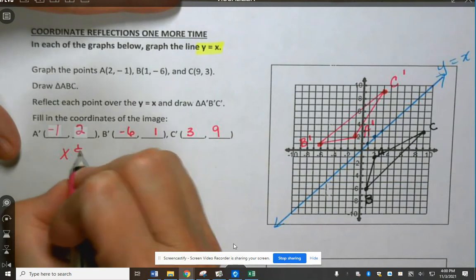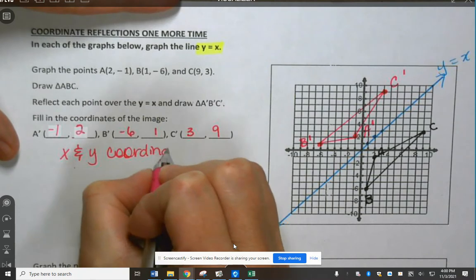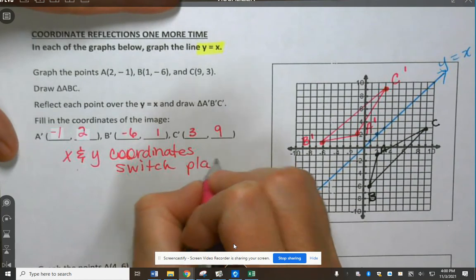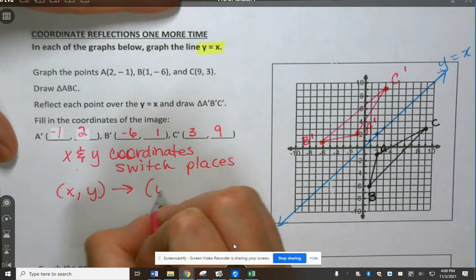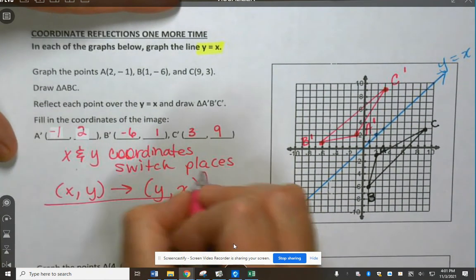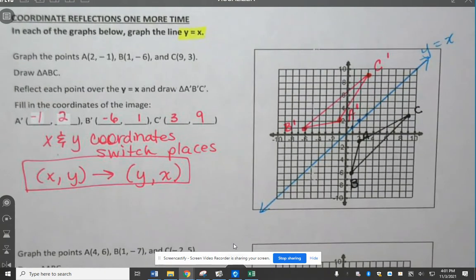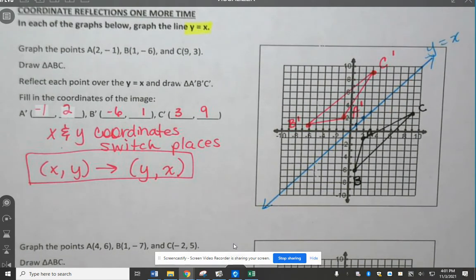So on this one, the x and y coordinates switch places. So my original x, y coordinates become y, x. You're going to do the next one by yourself and answer those questions at the end.